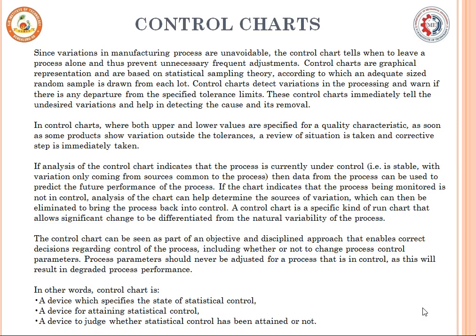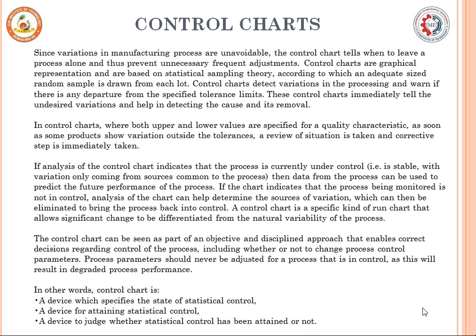So what is a control chart, and where is it applied? We will be discussing this in module 3, video 2. Here, control charts are meant to set the statistical control limits for the state of the process I'm going to carry out. It is a device for attaining statistical control. It is a device which judges whether statistical control has been attained or not.